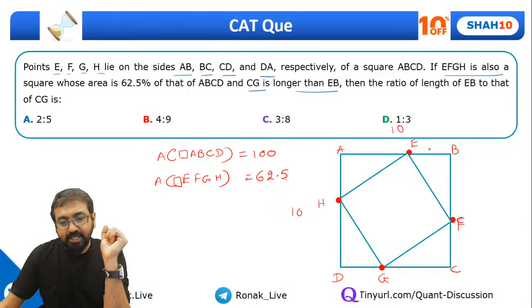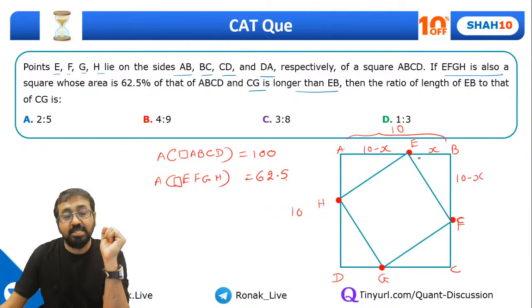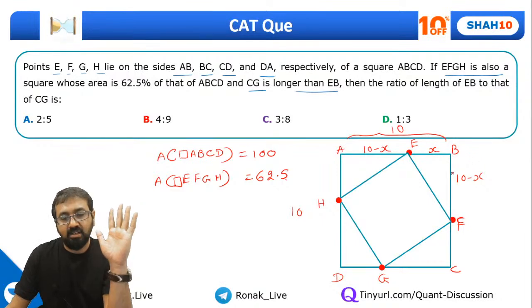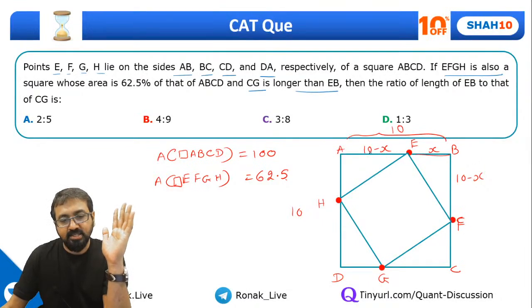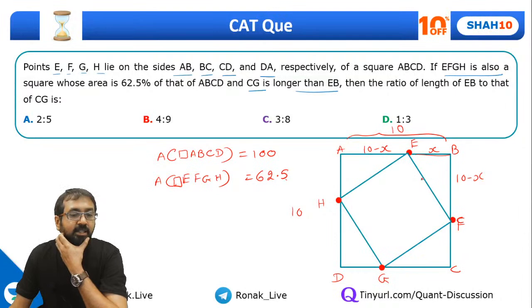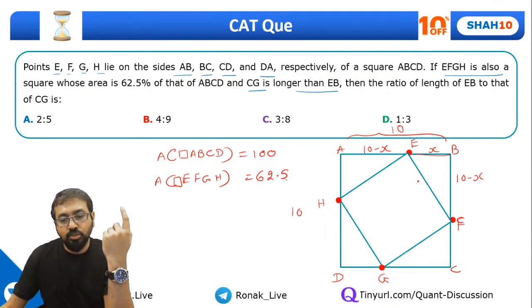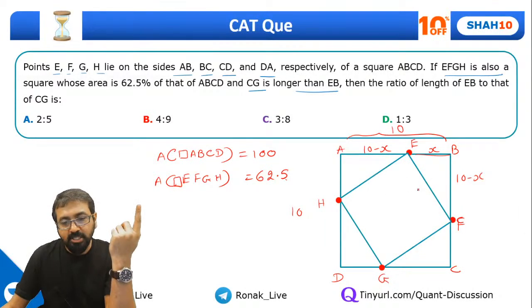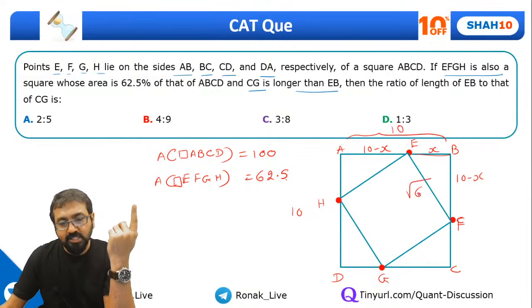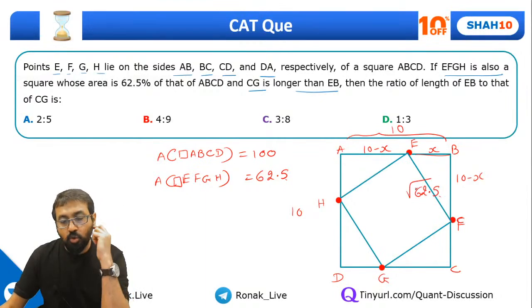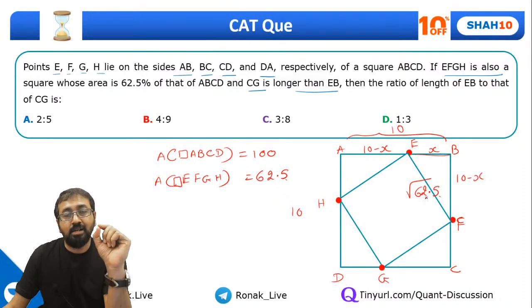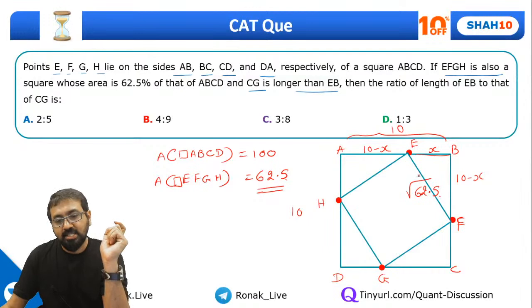Now guys, if I take this as x, can I say this will be 10 minus x? In fact, this one will also be 10 minus x, because we have taken the complete side of the outer square as 10, right? So let's assume this is x, this will be 10 minus x, and let's assume this value. Now what will be this value? Can I say this should be the square root of 62.5? Because only if a square has side root 62.5, its area will come out to be 62.5. So that's how I got this one.